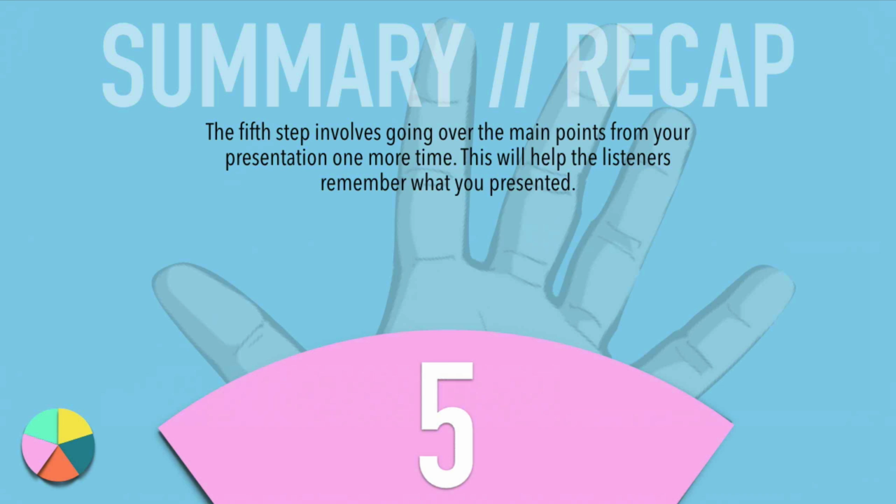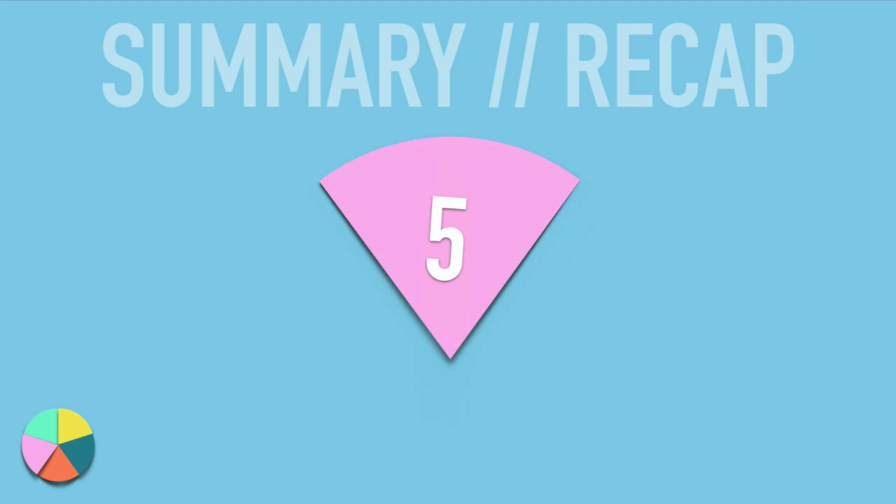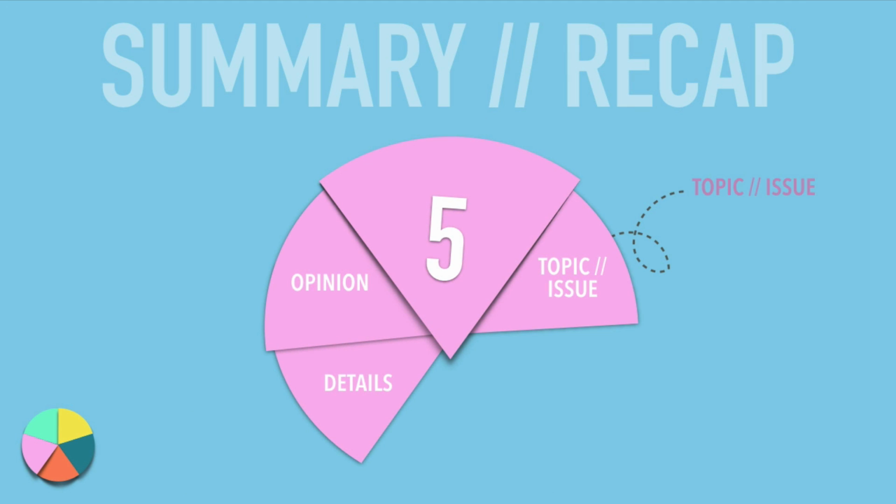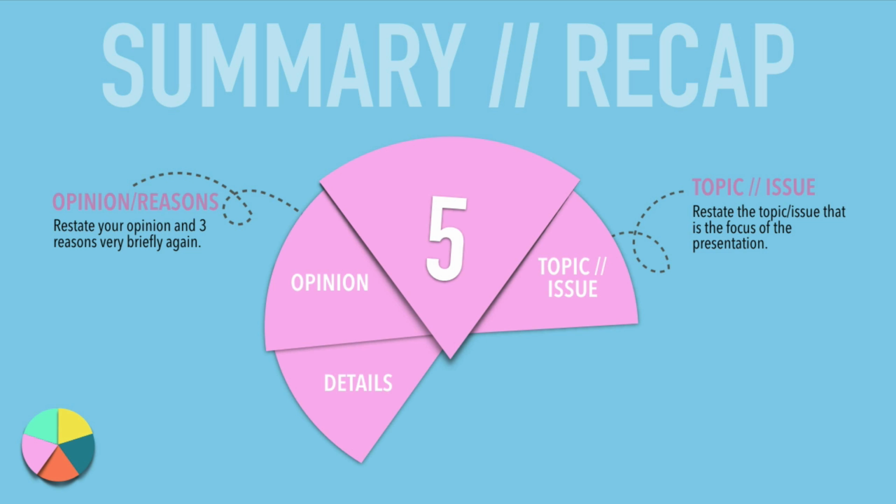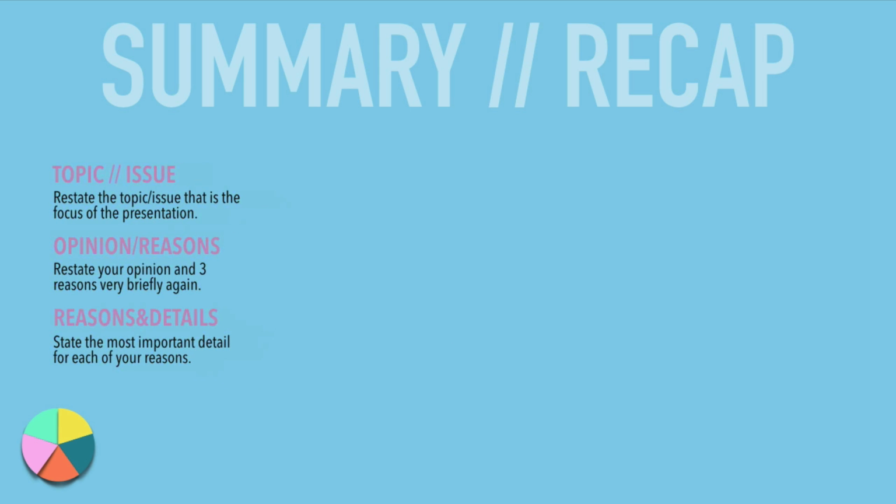Step 5, the summary and recap. The 5th step to making an amazing presentation involves going over the main points from your presentation one more time. This will help the listeners remember what you presented. So, for example, we're going to restate the topic and the issue, your opinion and also your reasons, and then the details that support your reasons. So, let's start it off.